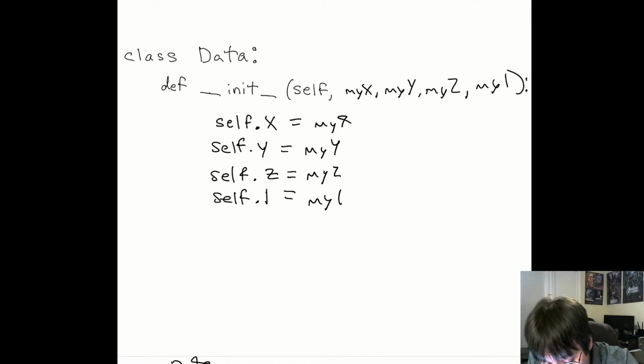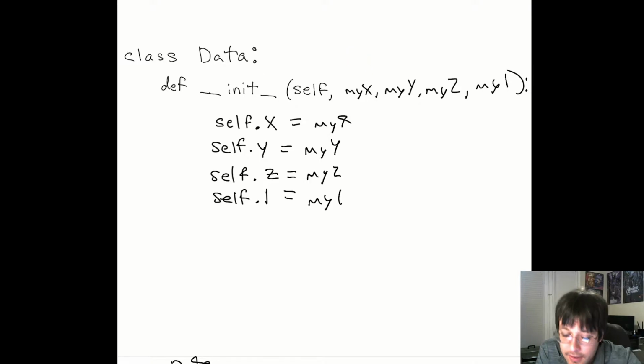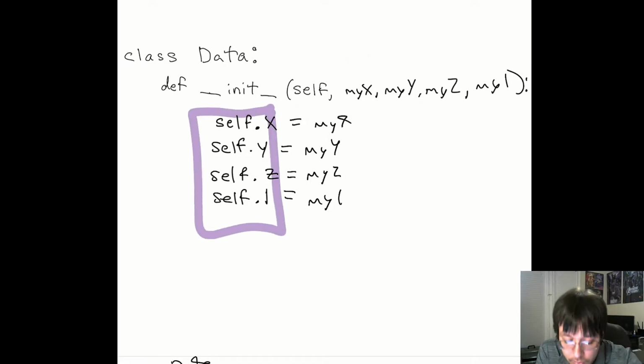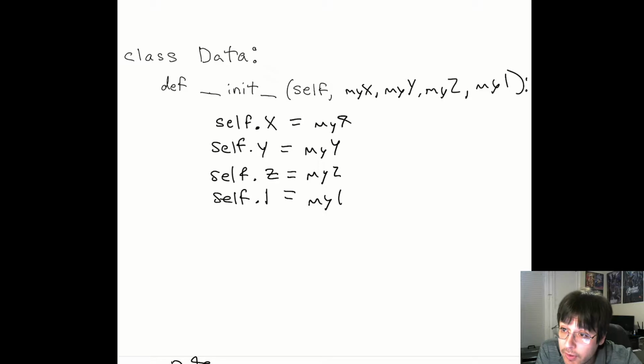Now, you'll notice that I'm using this word my in front of it. You don't actually have to do that. You could name these X, Y, Z, L, and this would work the same way. But I didn't want to do that in the beginning, to avoid confusing you. These are just temporary variable names for what you're going to initialize. That's why this is called init, to what you're going to initialize the member variables. So we call these variables here the member variables of the class, or the fields of the class. And so that means that whenever we create an object of data, we are going to have an X, Y, Z, and L as part of it.